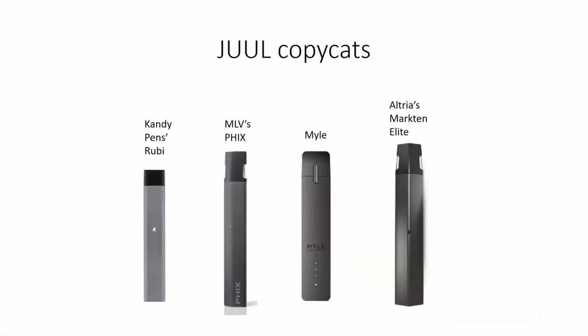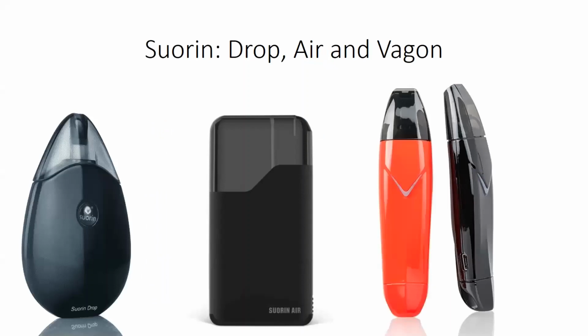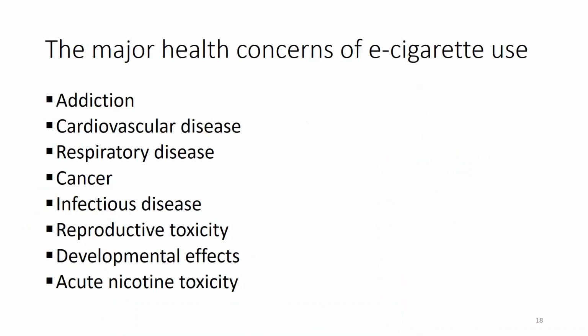There are Juul copycats. There are different types of devices that now look like Juul. Some of them are produced by the tobacco industry. And then there are different shaped devices like the Sorin Drop, the Sorin Air, the Sorin Vergon. All of these are really interesting looking e-cigarettes. Now, the major health concerns of e-cigarette use: we have addiction for sure because of the presence of nicotine, cardiovascular disease, respiratory disease, cancer, infectious disease, reproductive toxicity, developmental effects, acute nicotine toxicity. Now, I say that these are concerns.